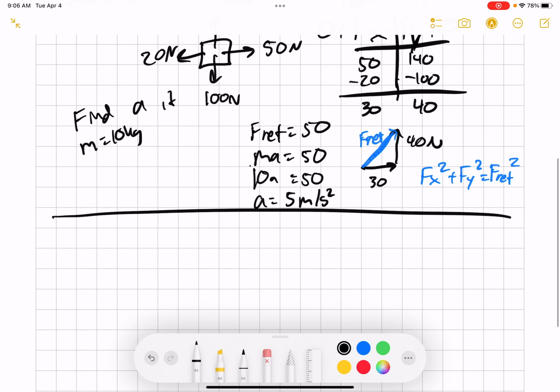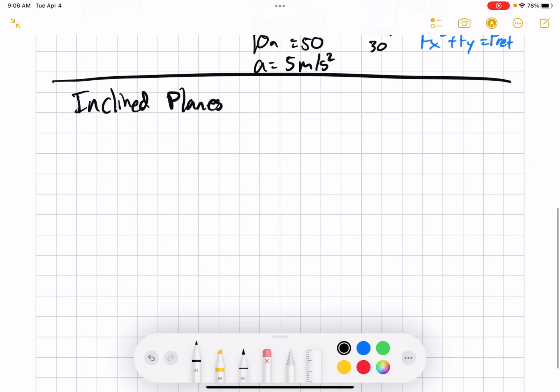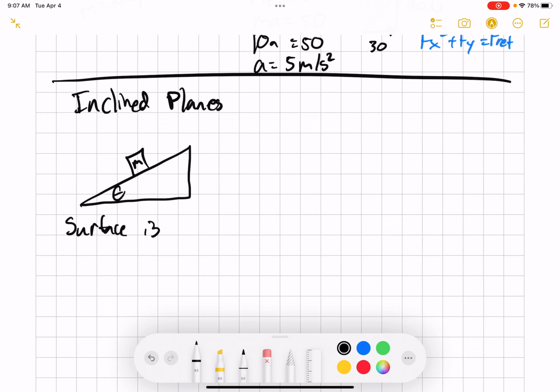Okay, so second type, we have inclined planes. Okay, so these are really important to know. They're pretty frequently coming up, and so let's go ahead and look at this. So I have an inclined plane. It's going to be theta. I have my box here of mass m, okay? And it's going to say surface is smooth. Find acceleration.